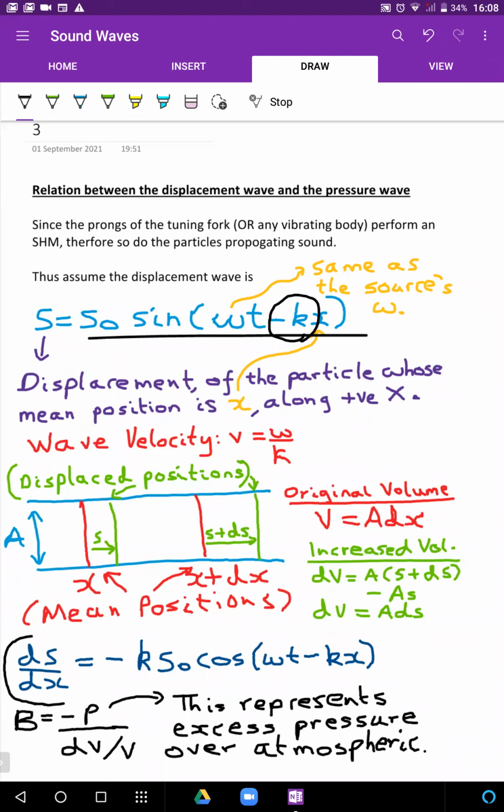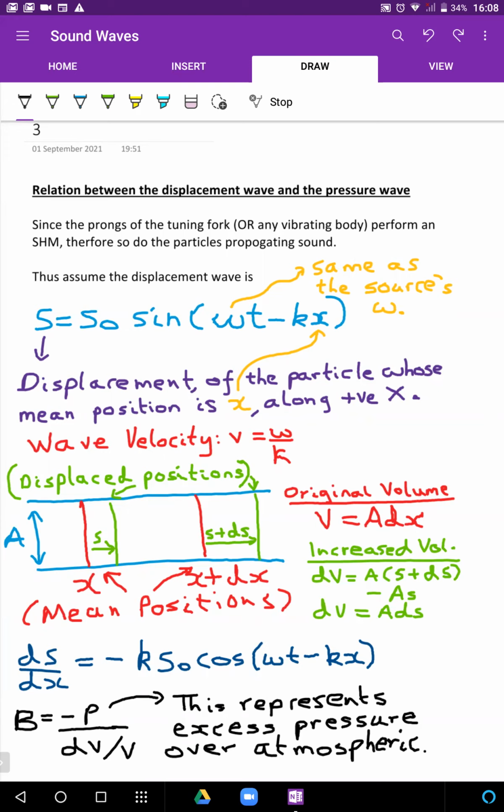Of course, I mean ∂s/∂x, partial derivative. You can write ds by dx also if it's obvious what is meant. So differentiating with respect to x, the minus comes out, the coefficient of x comes out, and the rest, s naught cos's derivative becomes s naught cos. This entire thing will become minus k s naught cos(omega t minus kx). So this is ds by dx.